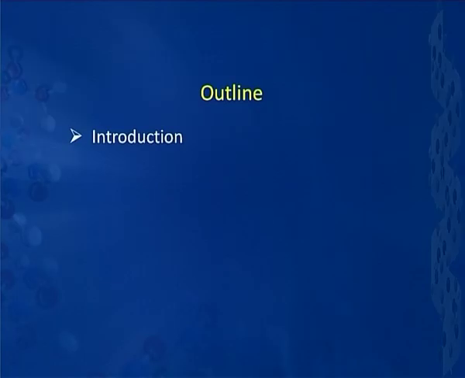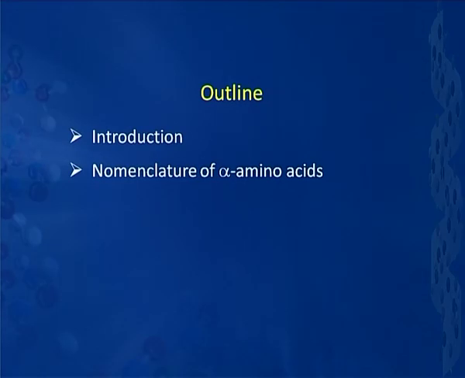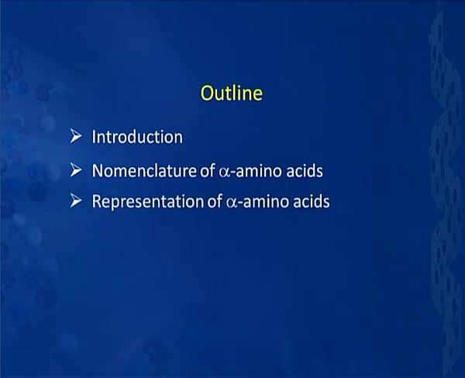We will start the session by talking about amino acids in terms of what are they, what is their structure, and then how do we represent them. And also we will talk about the nomenclature, the traditional nomenclature of alpha amino acids, that means on what basis have the names been given to them. Then as regards the representation of alpha amino acids, we will talk about different kinds of symbols given to them, the 3-letter symbols and 1-letter symbol and so on and so forth.